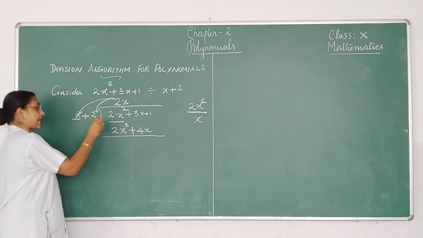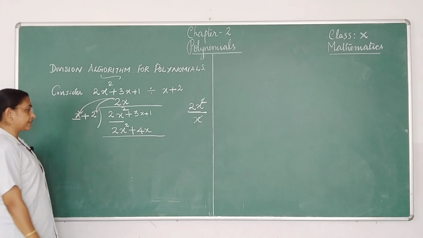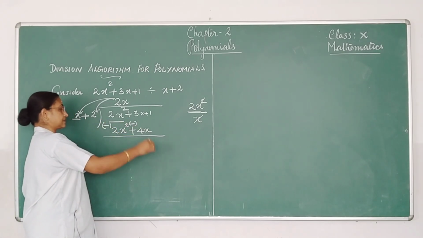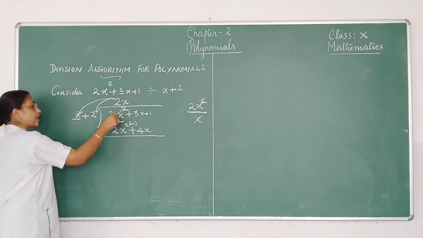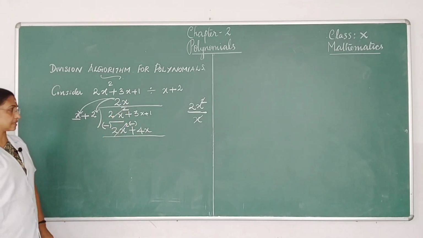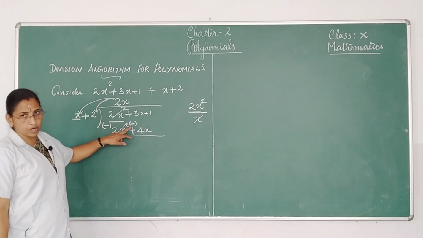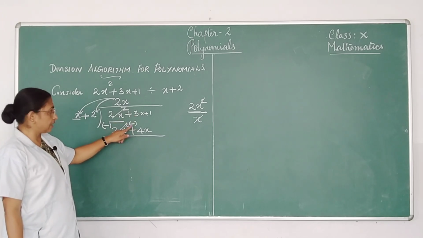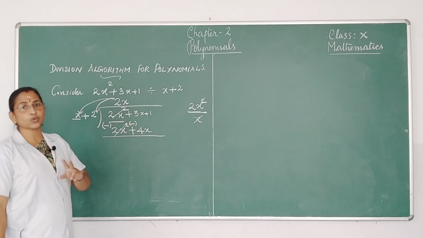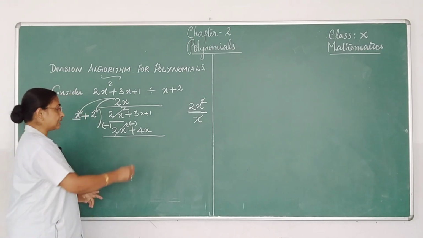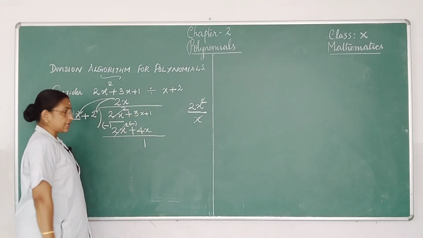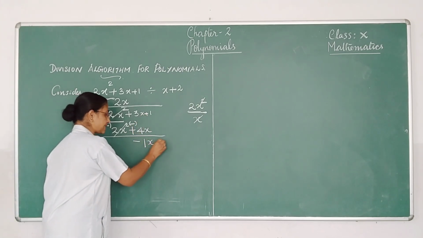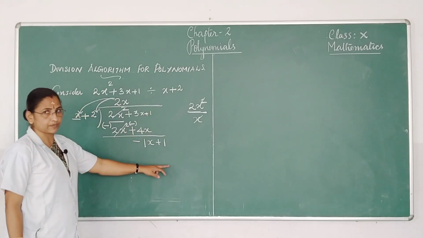Next step is you need to change the sign of the below expression. That is, plus becomes minus, plus becomes minus, so that plus 2x square minus 2x square will cancel. Now, think about the sign. 3x minus 4x. What is plus 3 and minus 4? When two numbers have different signs, subtract the smaller from the larger and put the sign of the larger number: minus 1x. Plus 1, you need to write this plus 1 again.